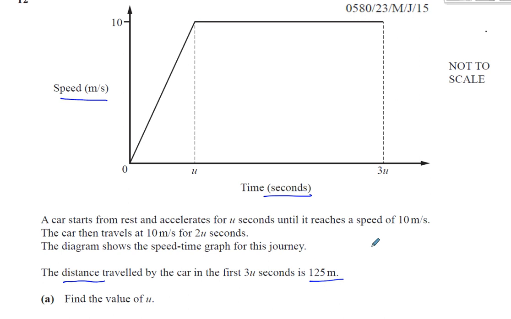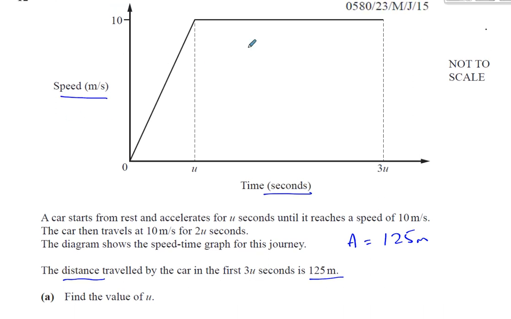Okay, so the area under the graph should be 125 meters. Now this shape here is a trapezium. To find the area of the trapezium, there are different ways people do it. One of the ways is to split it into a triangle and a rectangle.